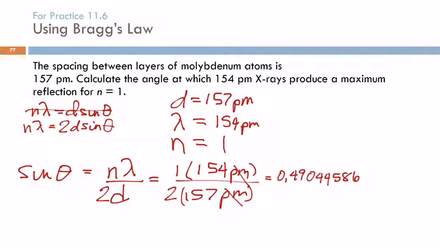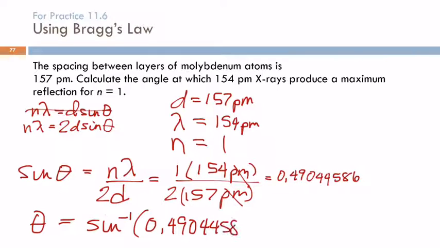How do we find out what theta is? We need the inverse sine of the 0.49044586. We're trying to find theta. So 29.